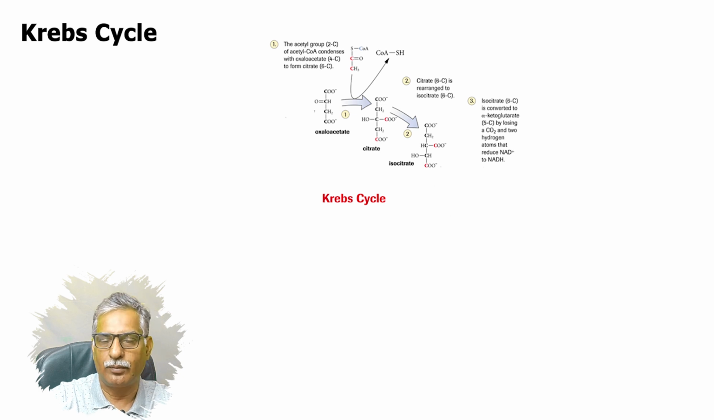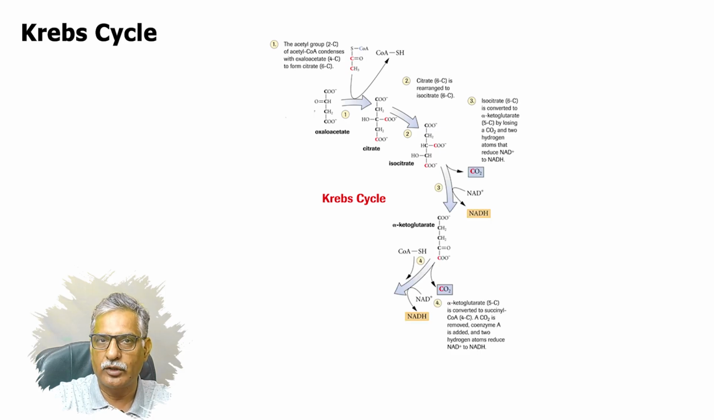Now, in the next step, decarboxylation of isocitrate will take place. That will result in the loss of one carbon as carbon dioxide, immediately followed by an oxidation process. Hydrogen released from the isocitrate will be picked up by NAD and converted into reduced NAD. After this step, we have a five carbon compound known as alpha ketoglutarate.